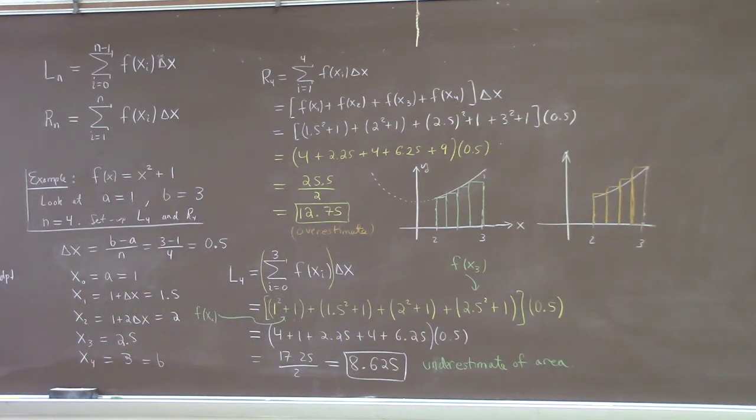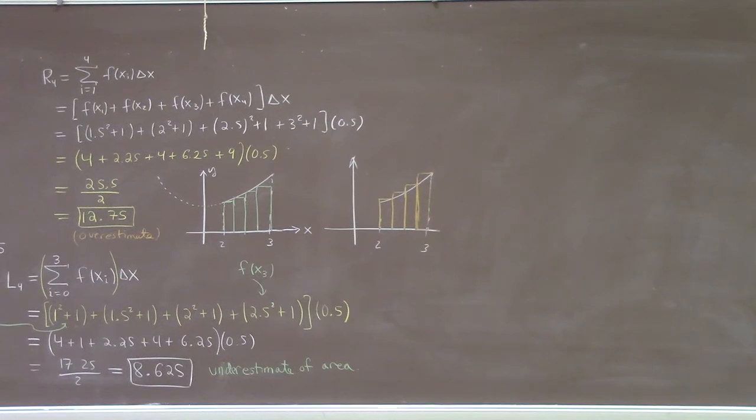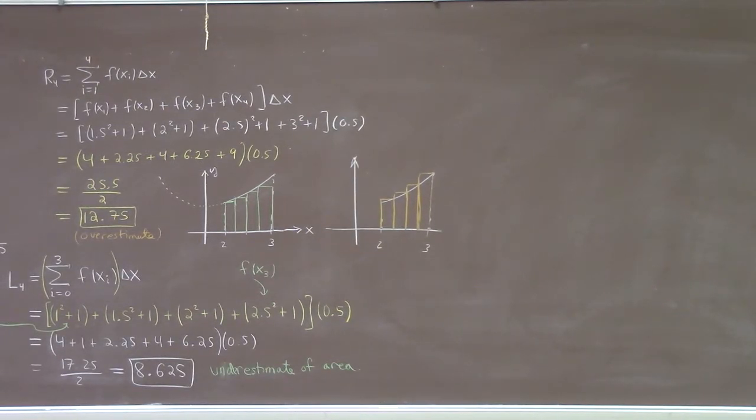So let me ask you guys, can you think of any other schemes we could use to approximate the area? Any other ways we could set this up? Well, one thing you'll talk more about in calculus too is the trapezoid rule. The trapezoid rule basically calculates the area of trapezoids, and it turns out it is just the average of the left and the right endpoint rules. So if you take L4 plus R4 and divide by 2, that gives you the trapezoid rule.